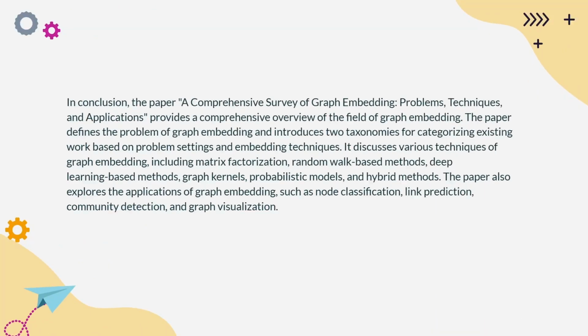Thus, to conclude, the paper "A Comprehensive Survey of Graph Embedding: Problems, Techniques, and Applications" provides a comprehensive overview of the field of graph embeddings. The paper defines the problem of graph embeddings and introduces two taxonomies for categorizing existing work based on problem setting and embedding techniques. It discusses various techniques for graph embeddings, including matrix factorization, random walk based methods, deep learning based methods, graph kernels, probabilistic models, and hybrid models.